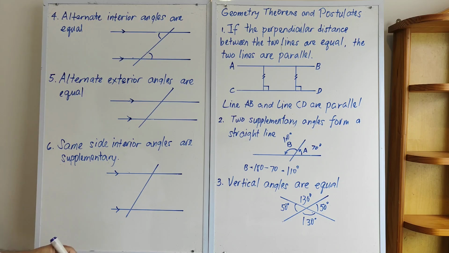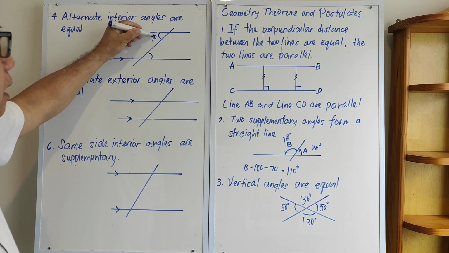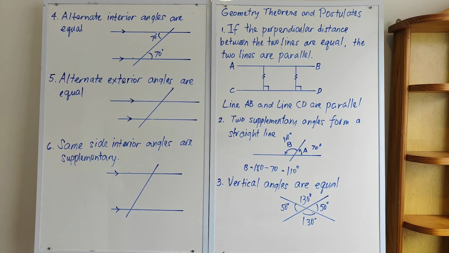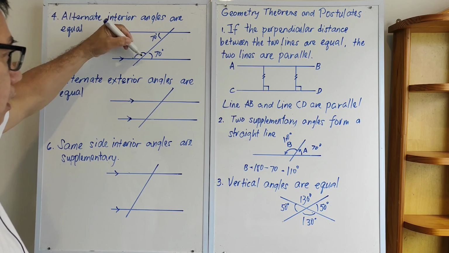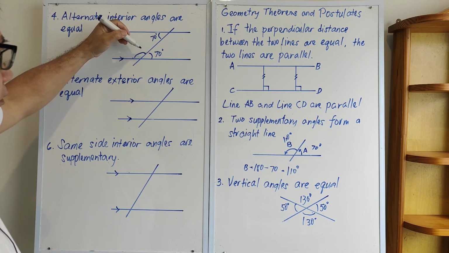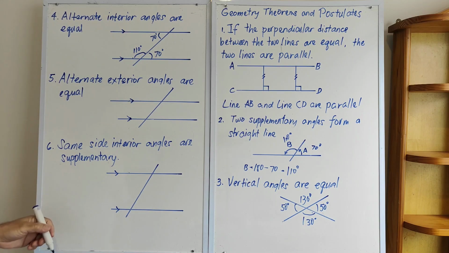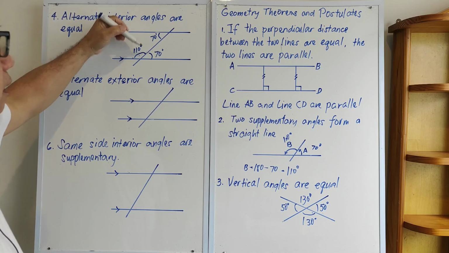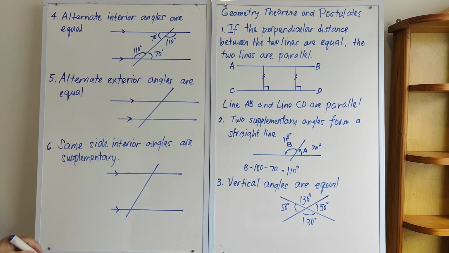This will be equal. For example, this is, let's say 70 again. This would also be 70. Now, we can get this one because this is a straight line, we can get 180 minus 70, this is 110 degrees. So the alternate angle for this one will be this one. This would also be 110 degrees.